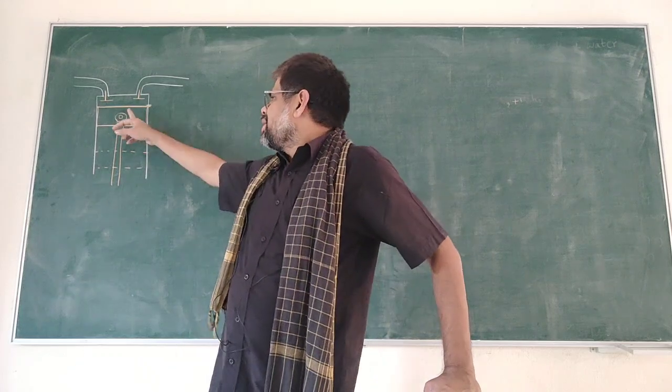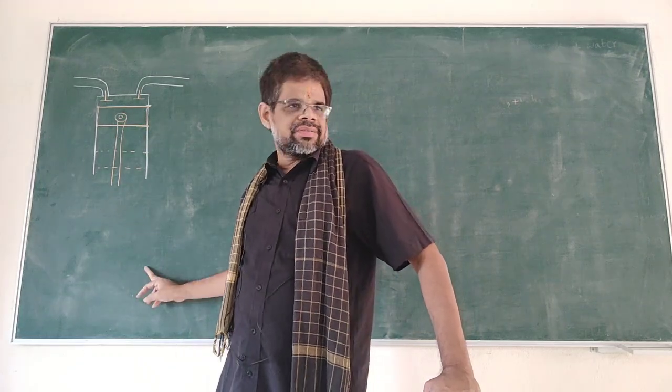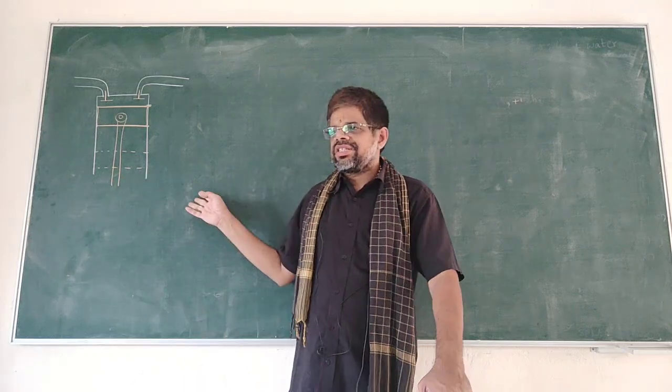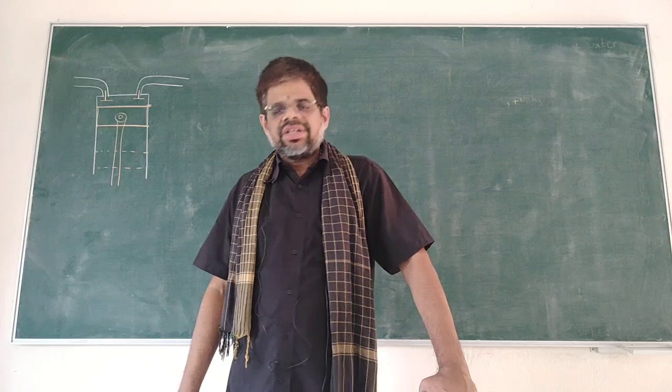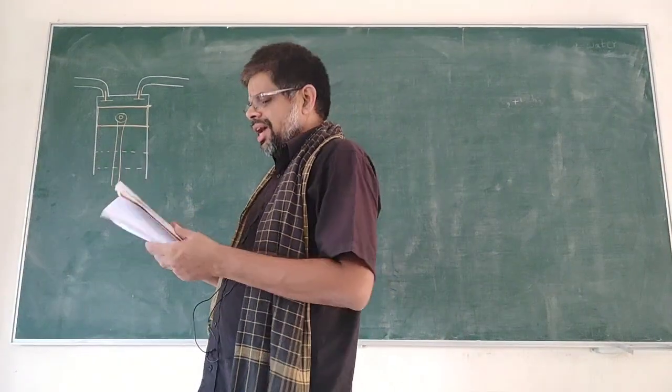Okay, and this piston is connected to the connecting rod, and this connecting rod is connected to the crank, and this crank is connected to the crankshaft. So we have learned all these things in the last class, right? Now we shall discuss some important terms related to this IC engine.